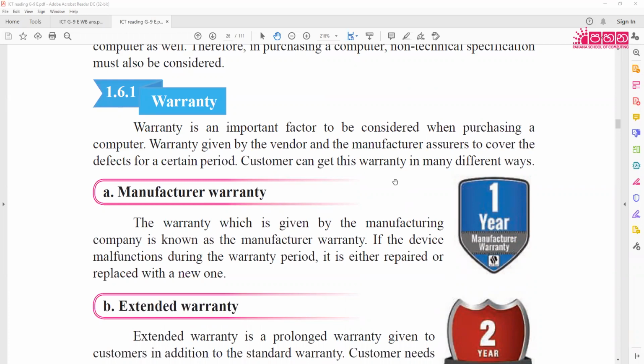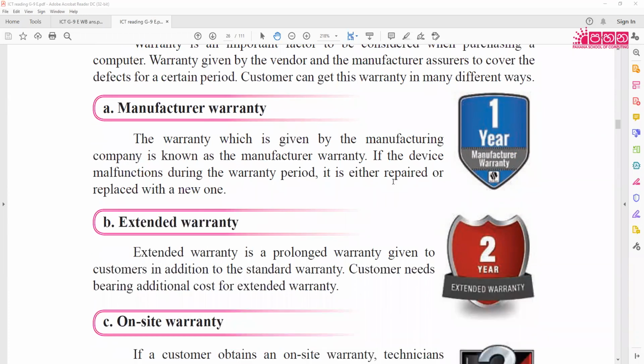But extended warranties, usually we get from the places where we purchased, right? For example, if you need more than 1 year, you have to pay extra money, so you can extend the warranty. Usually you get 1 year. If you need a 2-year warranty, you have to pay extra. So when you purchase a computer, you have to look at the warranty period. If it is 1 year, usually it's cheaper. 2 years, a little bit more expensive.